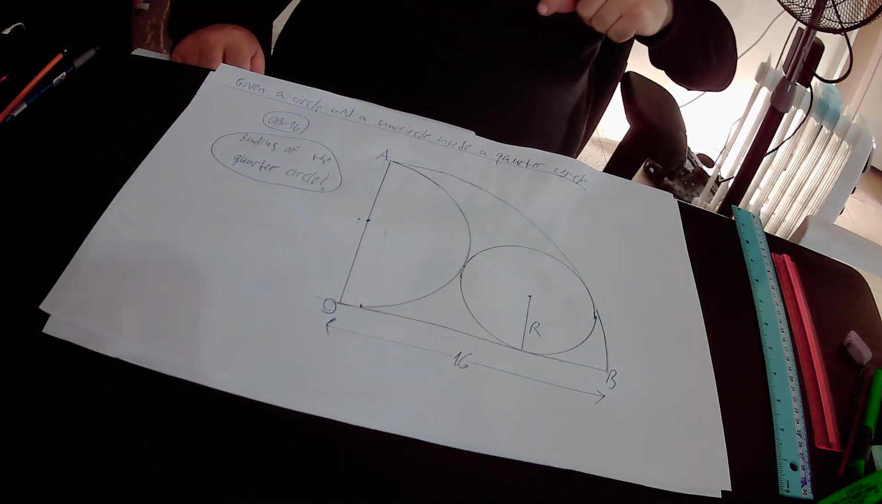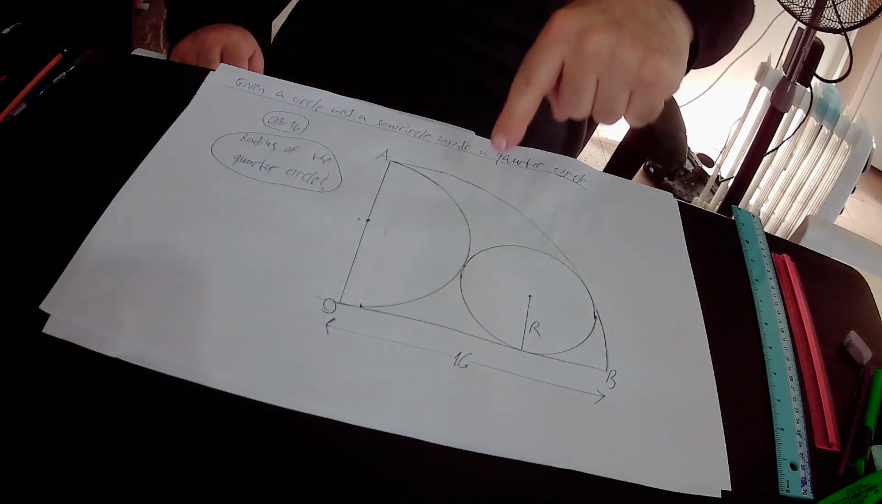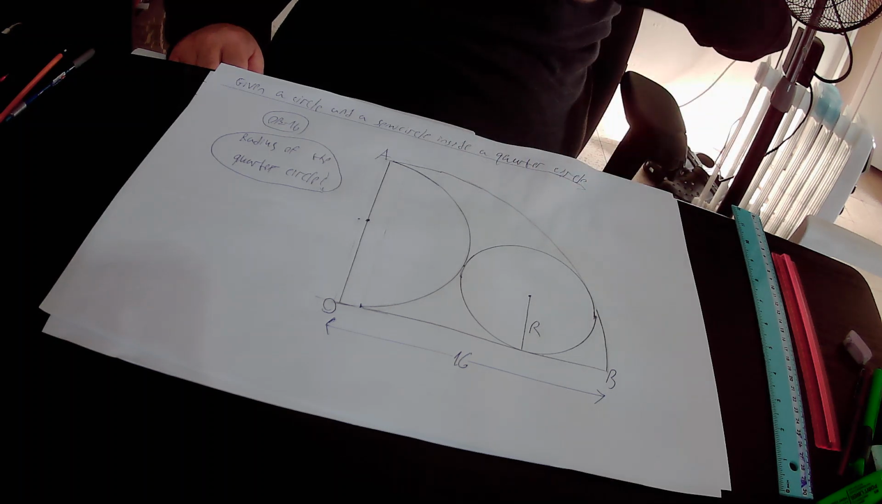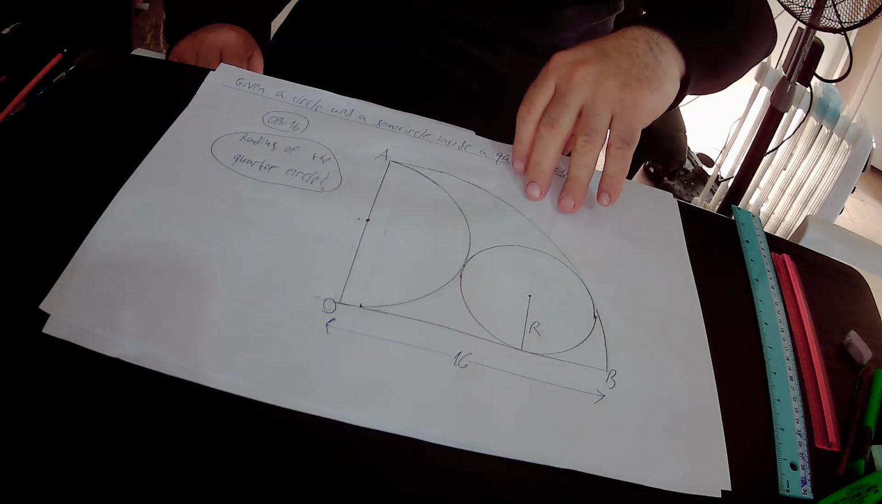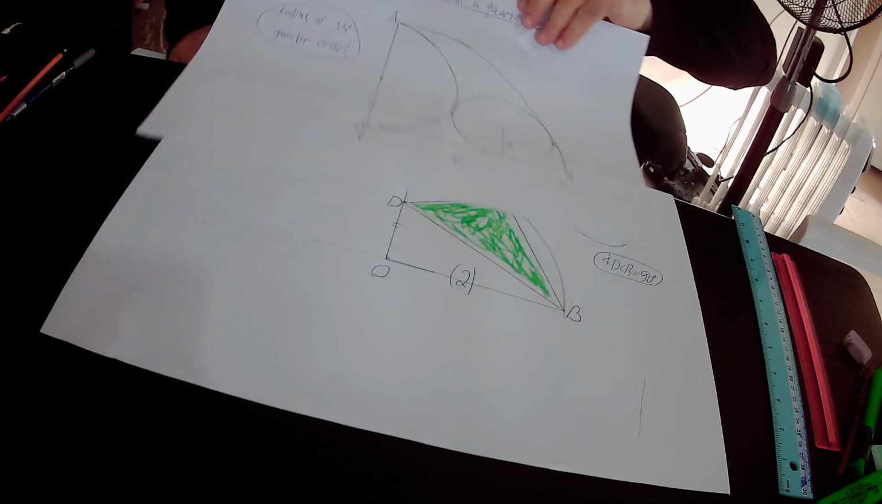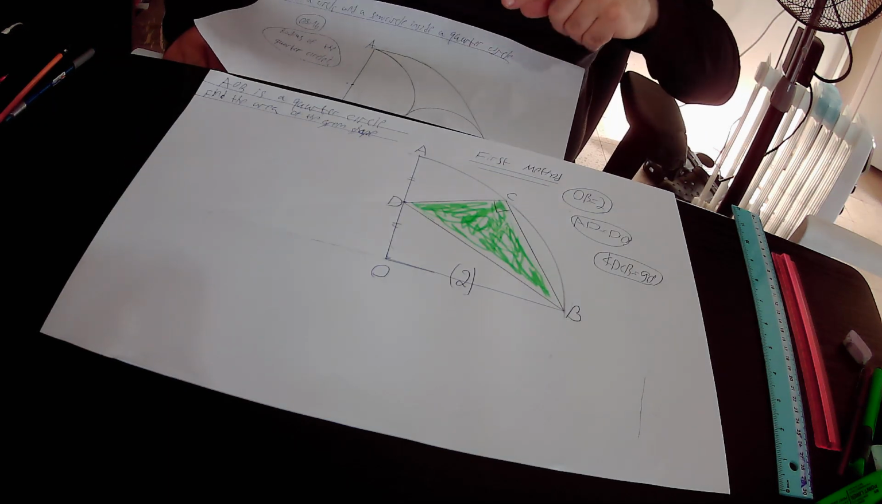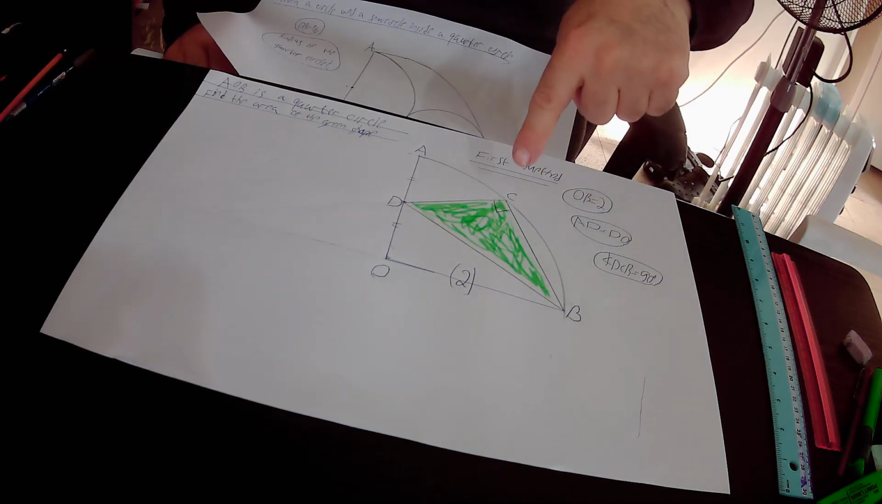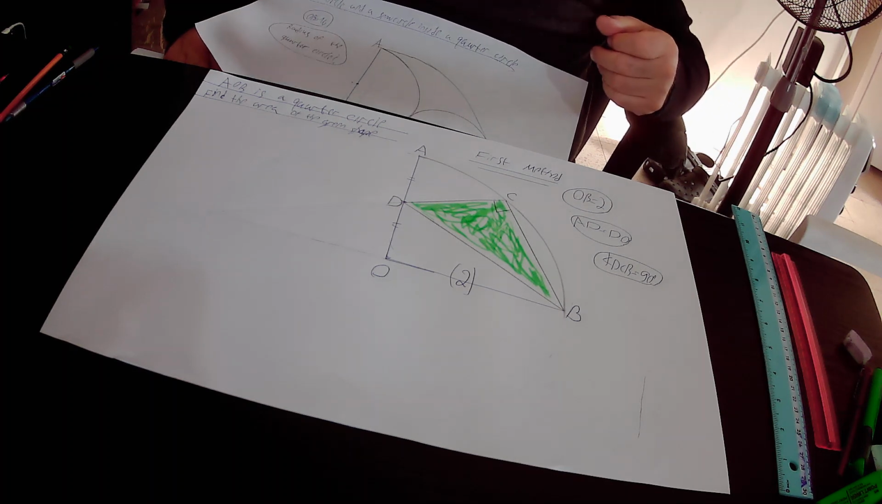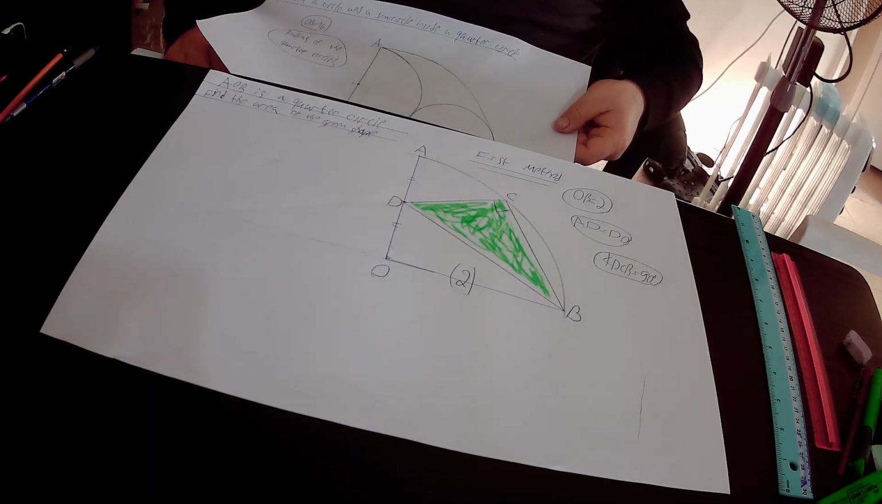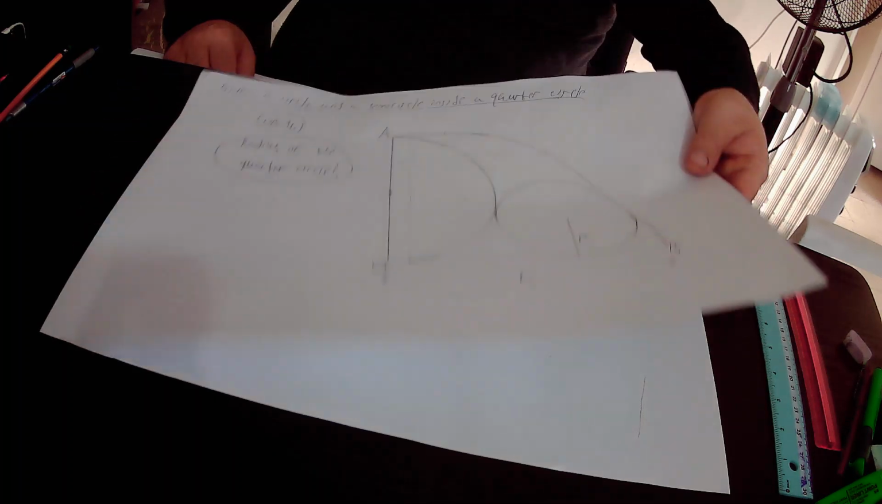Hello, in this lecture we'll answer two questions. The first question, we find out the radius of this small circle. In the second question, we find out the area of this green shape using two different methods. Okay, so we start with the first question.